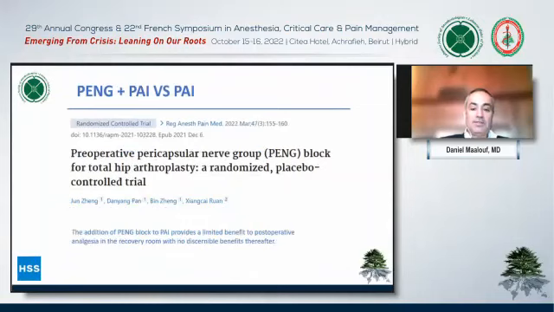And then you see studies like this where they compared one of these blocks to the periarticular injection, and they were not able to see any advantage to having a nerve block over just a periarticular injection performed by the surgeon intraoperatively. And the problem with all these blocks is that we don't have an objective way to evaluate the success or the failure of the blocks.